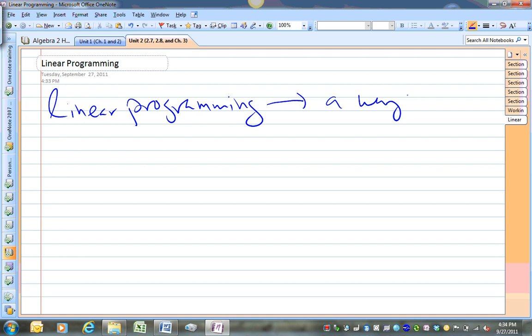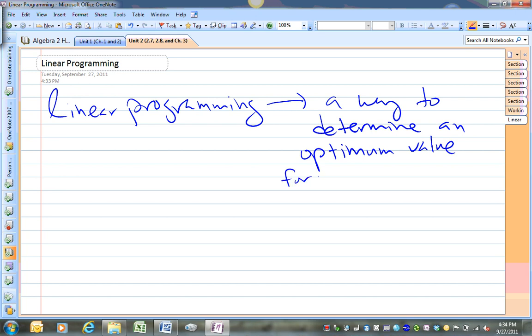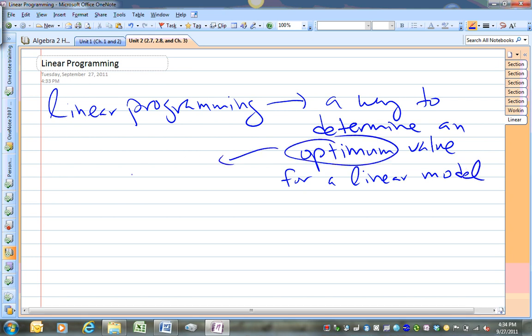It's a way to determine an optimum value for a linear model. And what's meant by optimum is most ideal.